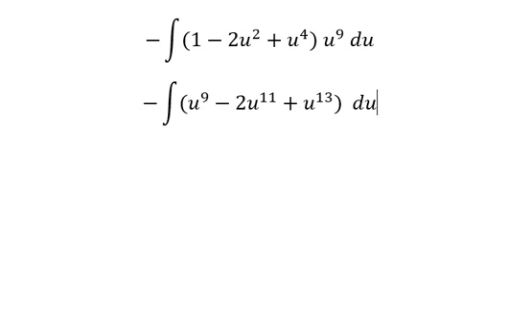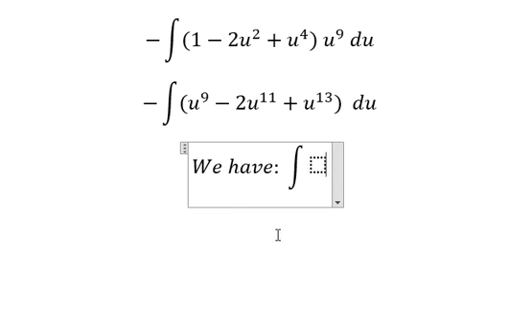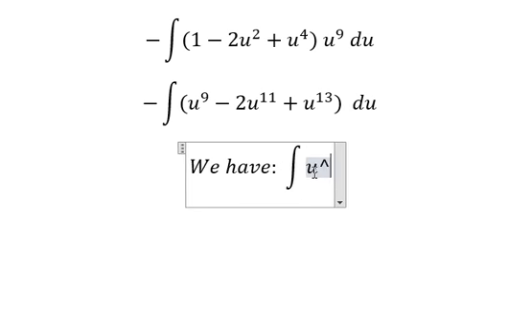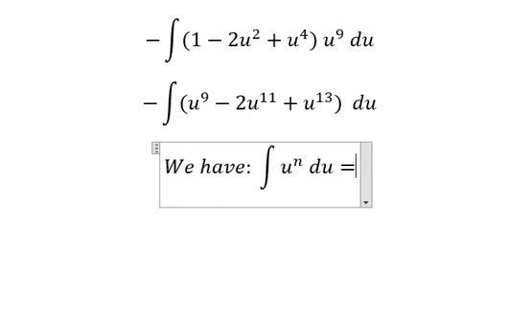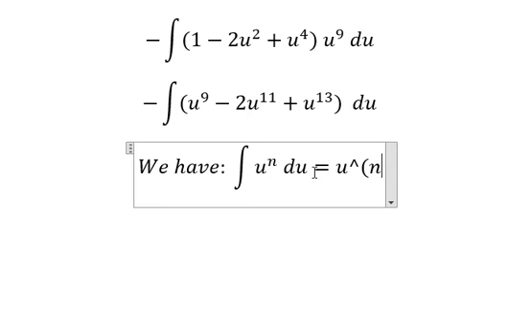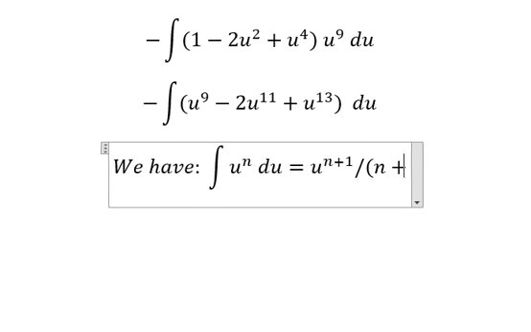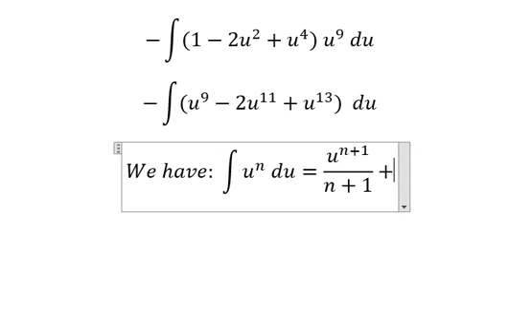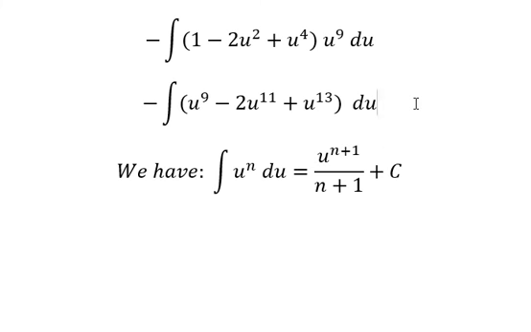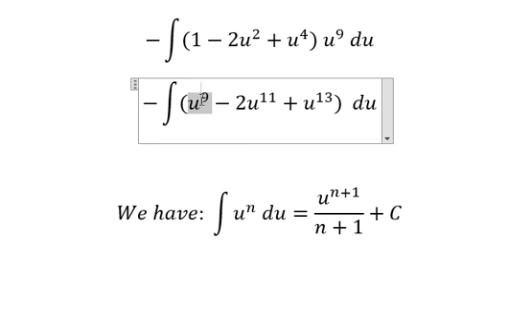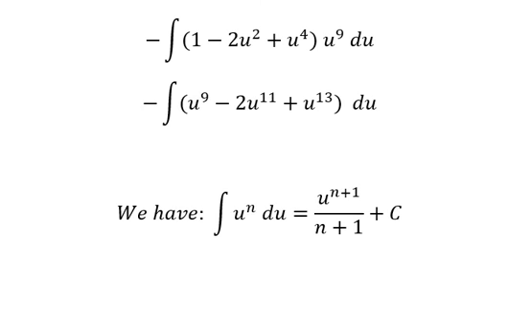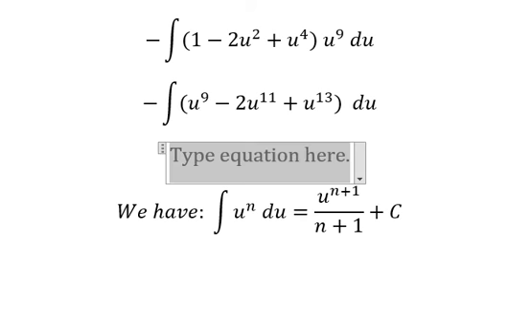Next, we have the formula in here. The integration of u to the power of n du is u to the power of n plus 1 over n plus 1, and I will put plus c. Now, we apply the formula in here, here, and here. So we have the final answer.